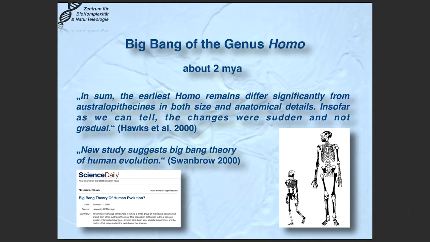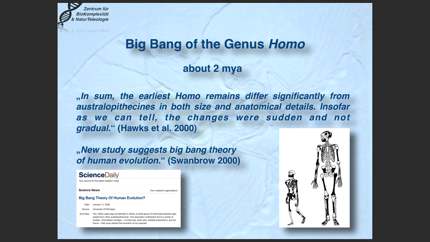And even if we look at Homo, some of you may think, well, we have all those fossil humans, and then you have this gradual transition from ape-like forms to the genus Homo. Well, John Hawkes, one of the most well-known paleoanthropologists, thinks otherwise, and he wrote a paper in 2000 that has been announced to the public as the Big Bang theory of human evolution, because it's not like that.